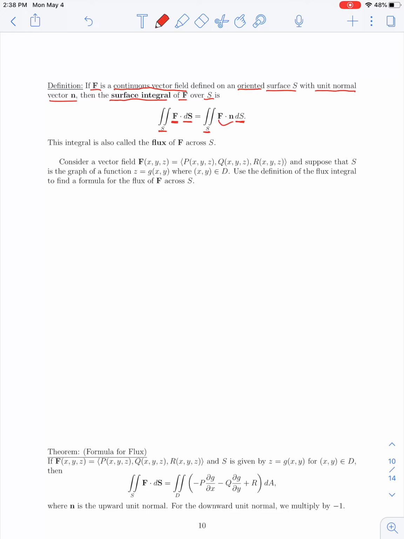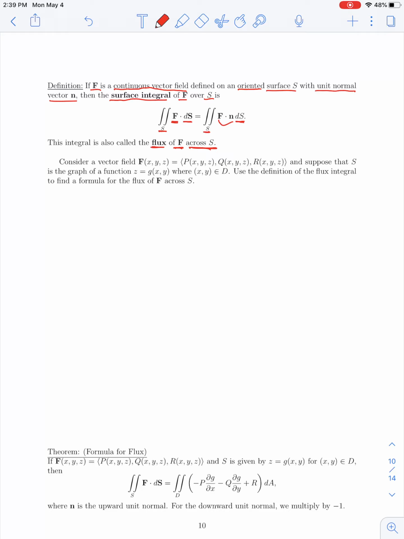Now this integral is also commonly called the flux of that vector field across the surface S. So you'll see several homework problems or maybe a final exam problem that would ask you to calculate the flux of a field across a surface. So when we see flux, we know it's referring to this surface integral of that vector field across our surface.